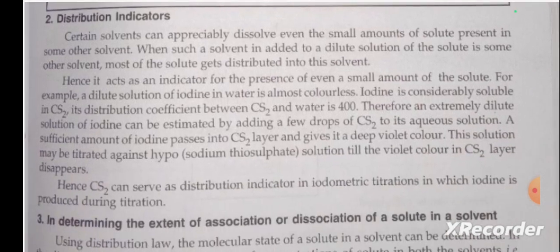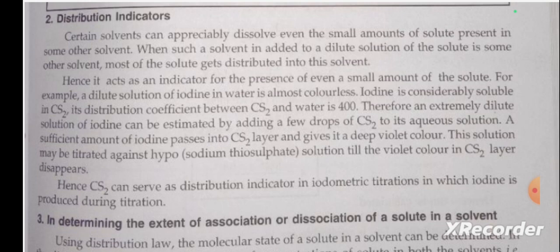Distribution indicator. A certain solvent can appreciably dissolve even the small amount of solute present in some other solvent. When such a solvent is added to a dilute solution of the solute in some other solvent, most of the solute gets distributed into the solvent. Hence, it acts as an indicator for the presence of even a small amount of solute.